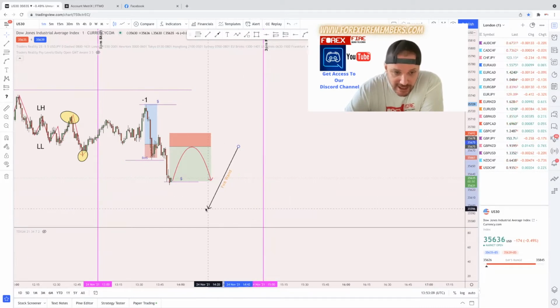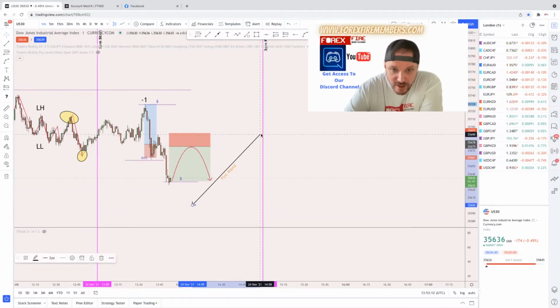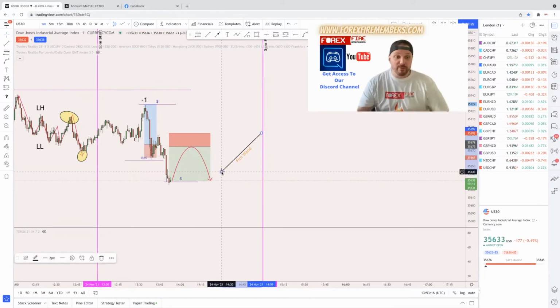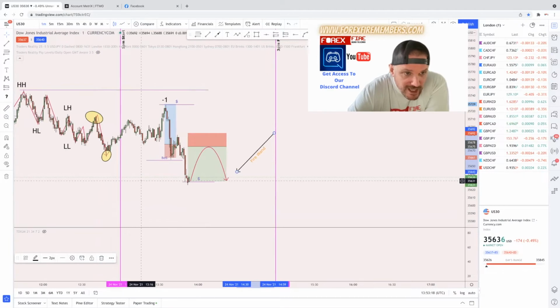Again, we are not taking any live trades. We're just trying to get used to price action and how these respect the order blocks based upon the 1 minute area.